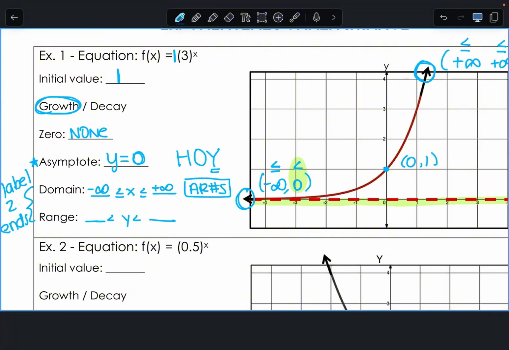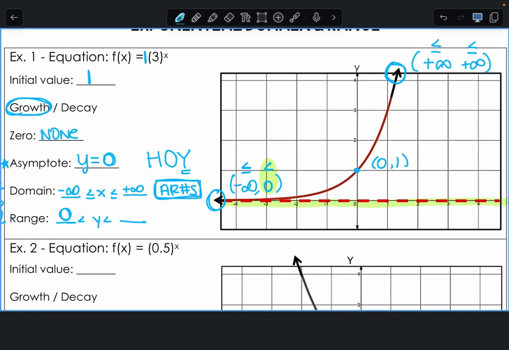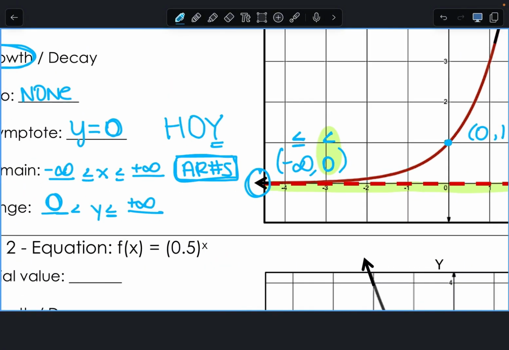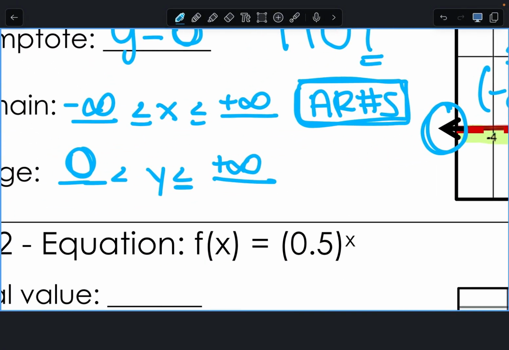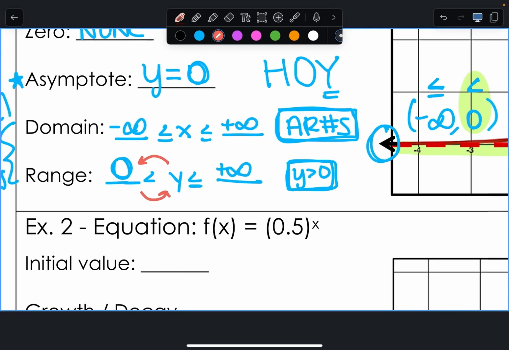Okay. Look at your y. What's your smallest? 0. The smallest is 0 and the highest is positive infinity. Now, when you only have one number, one infinity, you keep the side with the number, but what do you do? Flip it around because you want the y, or you want the letter to be in the front. So this one is y is greater than 0. Okay. Questions on number 1?